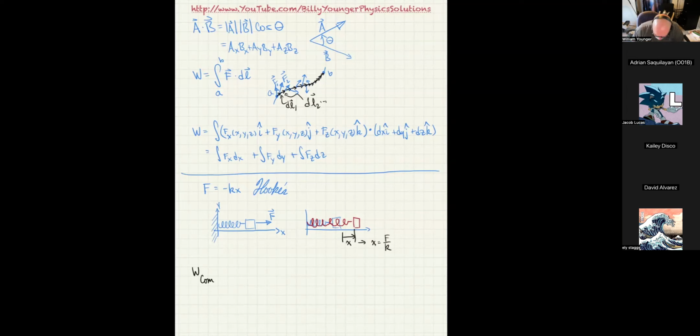So work of compression, so I'll just write COM for compression, is equal to the integral from A to B of F dot dl. Now, in this case, we know that when I apply a force F that causes a stretch x for a spring that has a spring constant K, then the spring is going to respond in the opposite direction with a force negative K times x, right? If I were to apply a larger force, then the negative K times x is going to get larger as well. So what we want to do is apply just enough force to overcome the force that's fighting the stretching or the force that's fighting the compression.